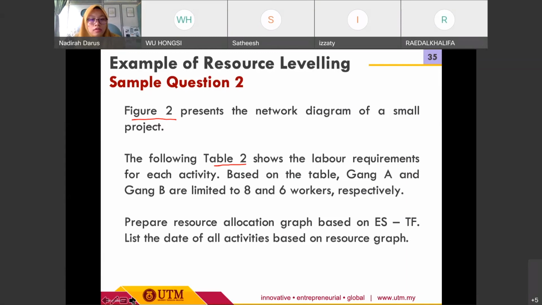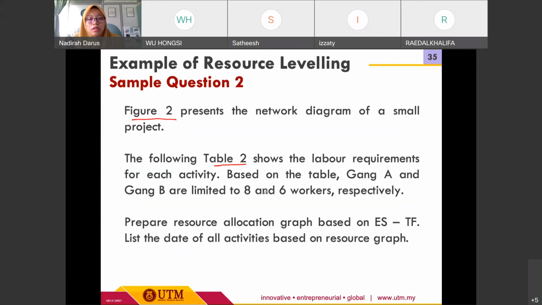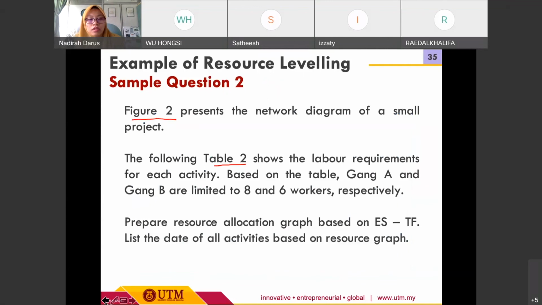Okay, this one, we have table 2, which specifies the number of gang A and gang B. So gang A and gang B are limited to 8 and 6 workers, right? So 8 and 6. All right, and other information. So what we need to do is prepare the resource allocation graph based on ES and TF and list the dates of all activities based on the resource graph.